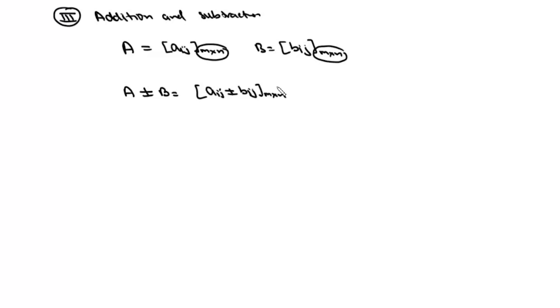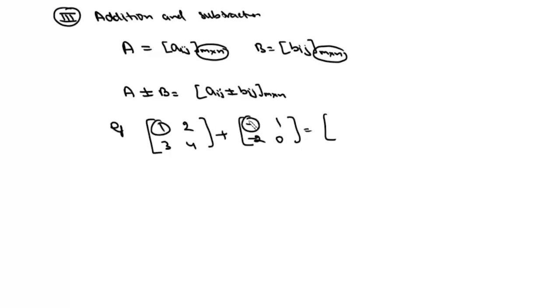Say, for example, if we need to add 1 2 3 4 with -1 1 -2 0, then we are going to add these two. So 1 plus -1 is 0, 2 plus 1 is 3, 3 minus 2 is 1, and 4 plus 0 is 4. So this is how we add two matrices.